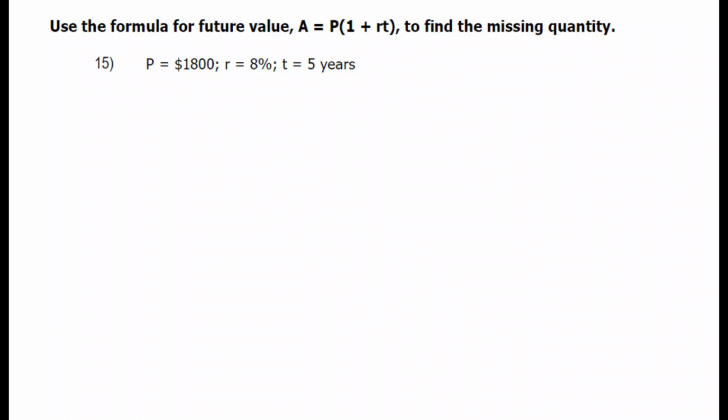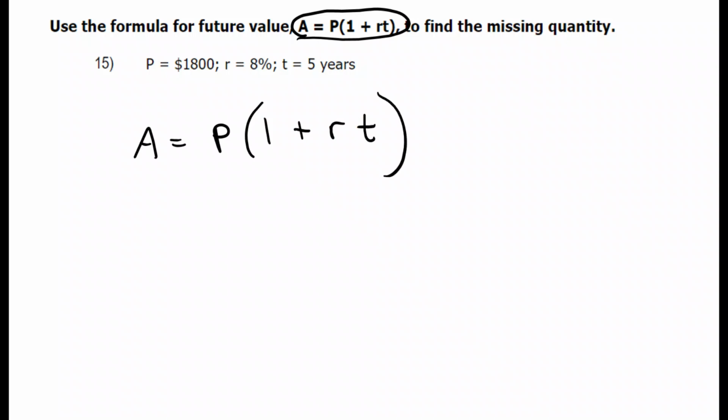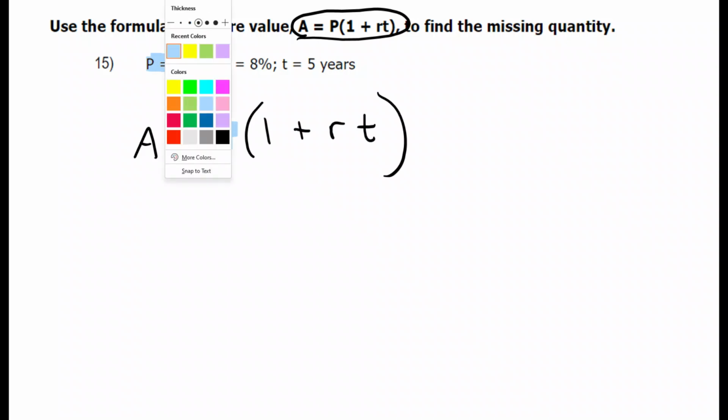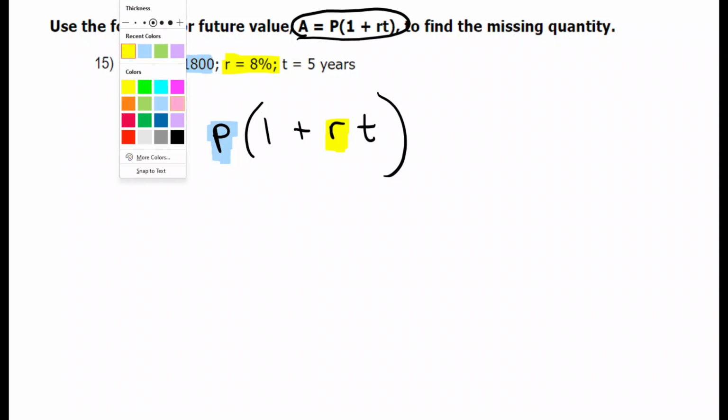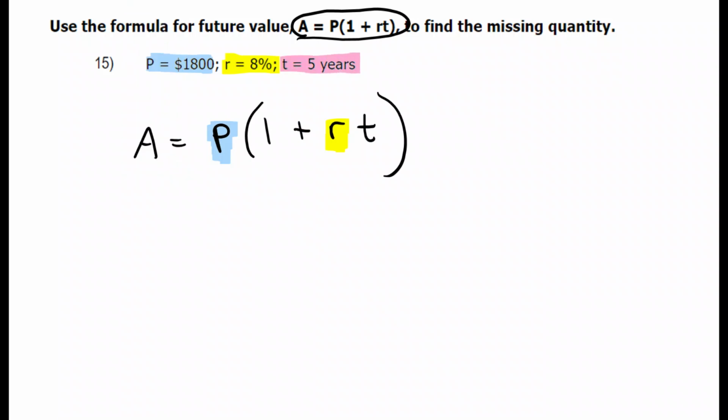Okay, on number 15, this one wants the future value formula for simple interest, which is given to you right here. So I'm going to copy it down here so I can use my highlighters on it. Okay, you are given P, which is $1,800. That's going to go where that letter is. You are given the interest rate R at 8%, but you'll have to make that 0.08. And then you are given T, which is 5 years, and here is the T.